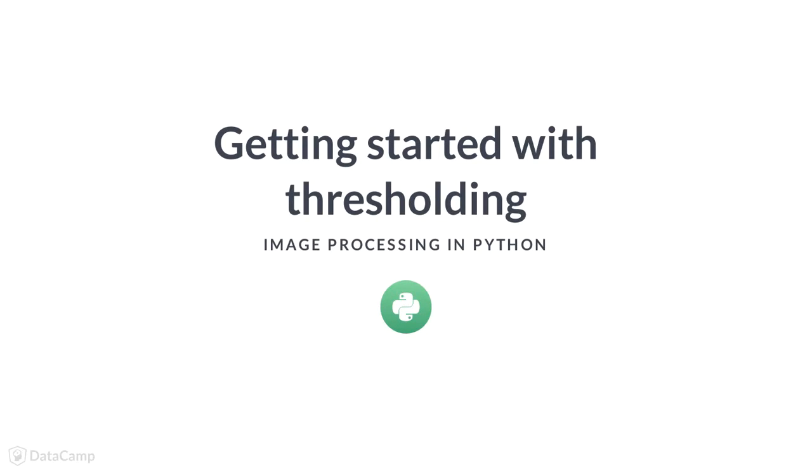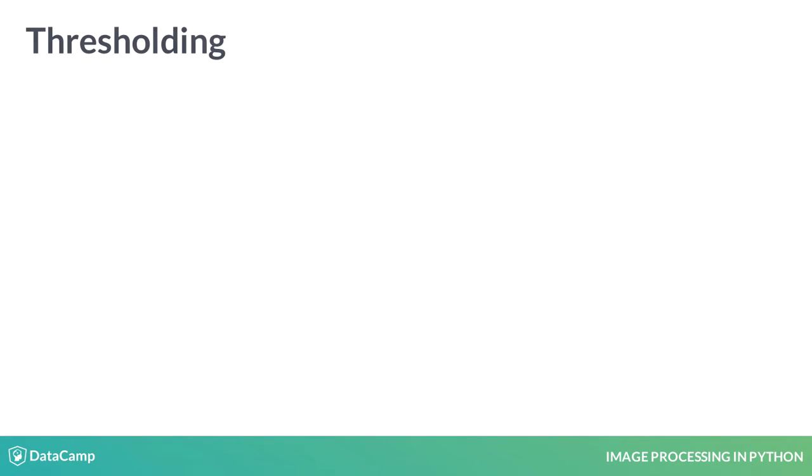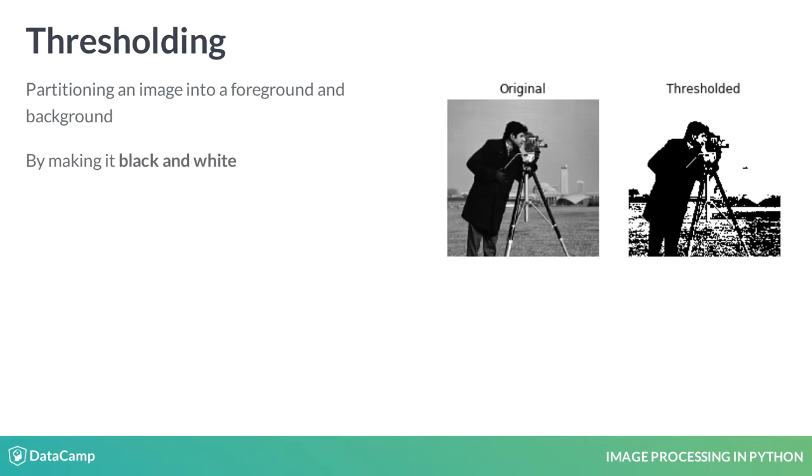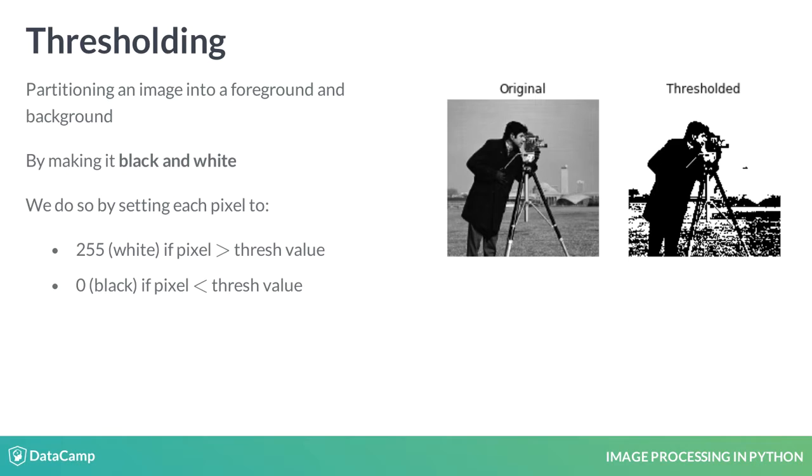Now we're going to get started with thresholding using scikit-image. Thresholding is used to partition the background and foreground of grayscale images by essentially making them black and white. We compare each pixel to a given threshold value, and if the pixel is less than that value, we turn it white. If it's greater, we turn it black.